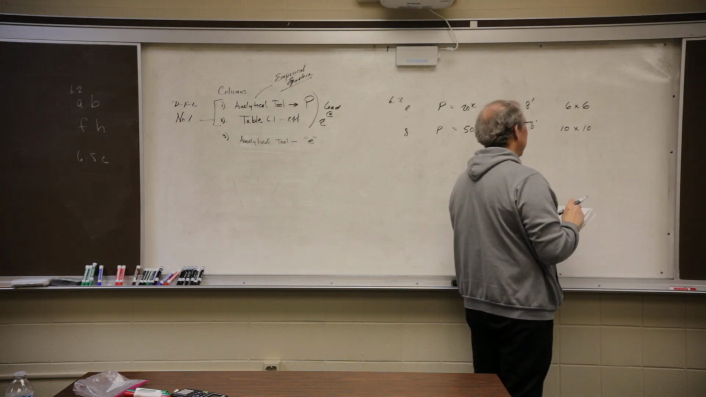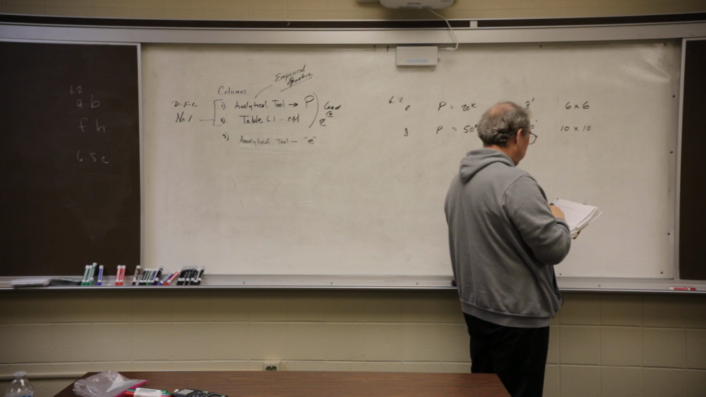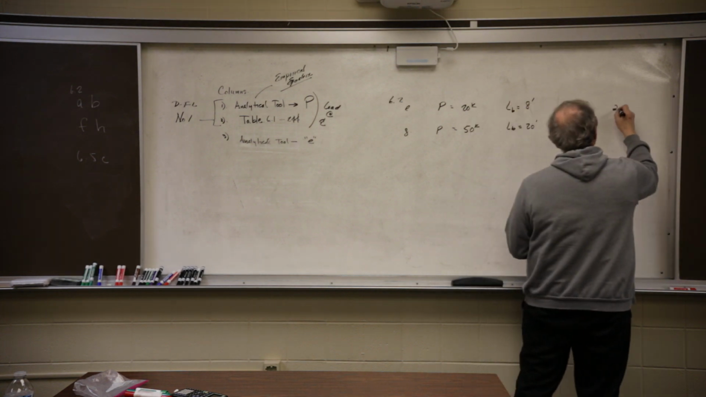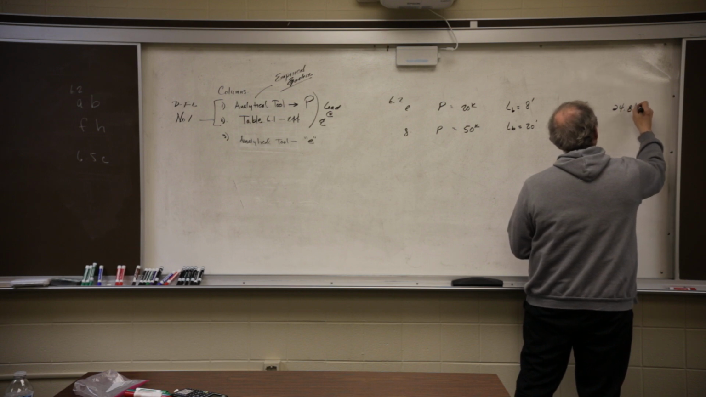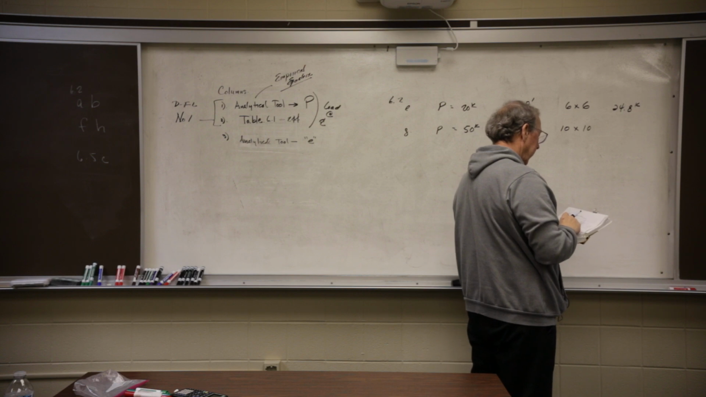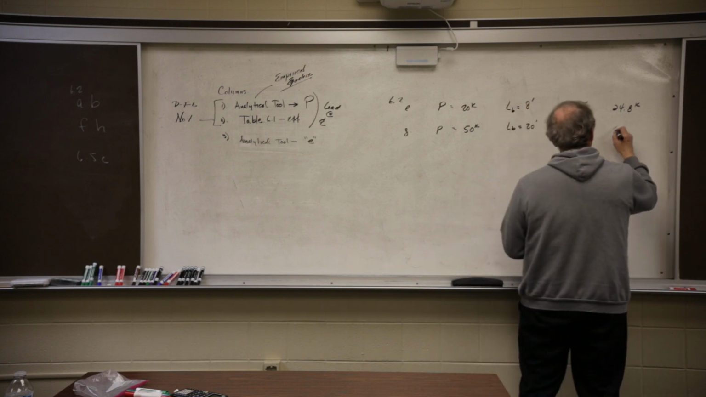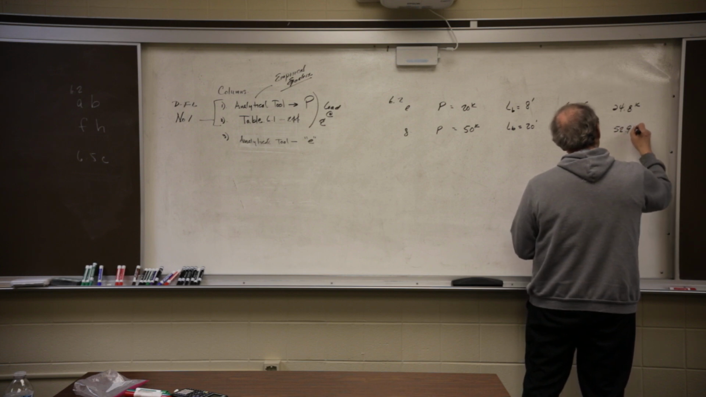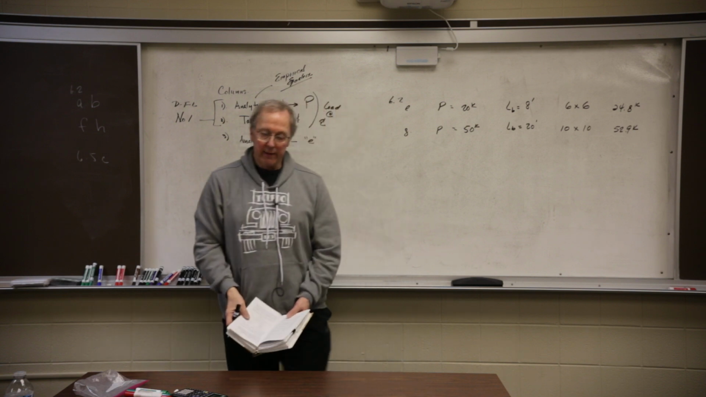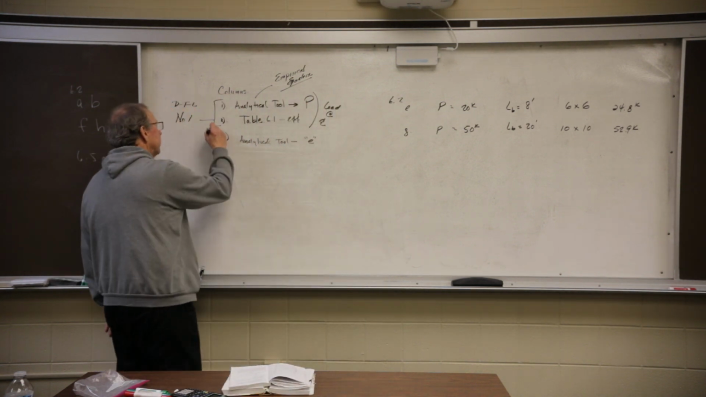And if I wanted to write, which I would like you to do actually, a 6 by 6 at 8 feet carries 24.8 kips. And a 10 by 10 at 20 feet carries 52.9 kips. There's your answers. That's it. And that's all there is to it. Okay? That takes care of this one.